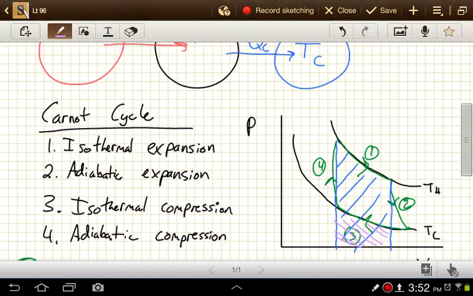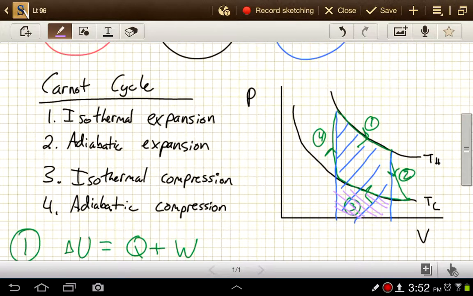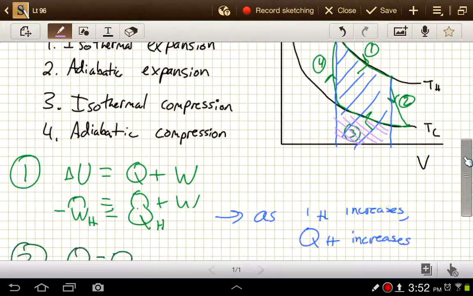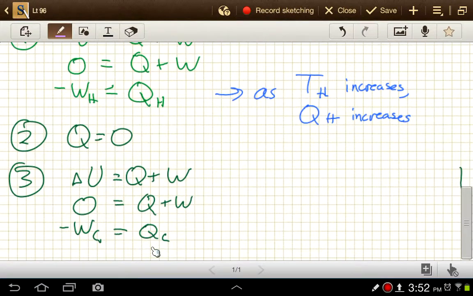And again, we see that if TC were larger, if our isotherm were higher up here, then this purple area underneath would be larger, and so the work would be a bigger amount, and so the amount of heat that's leaving this system now would be a bigger amount as well. So from this we get, as TC increases, then QC increases as well.